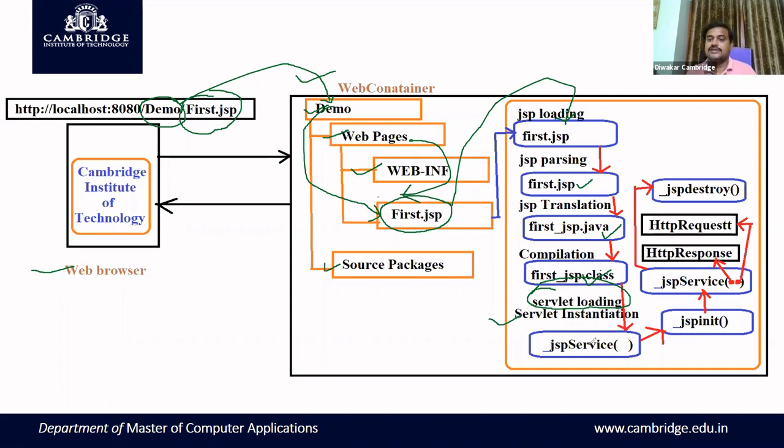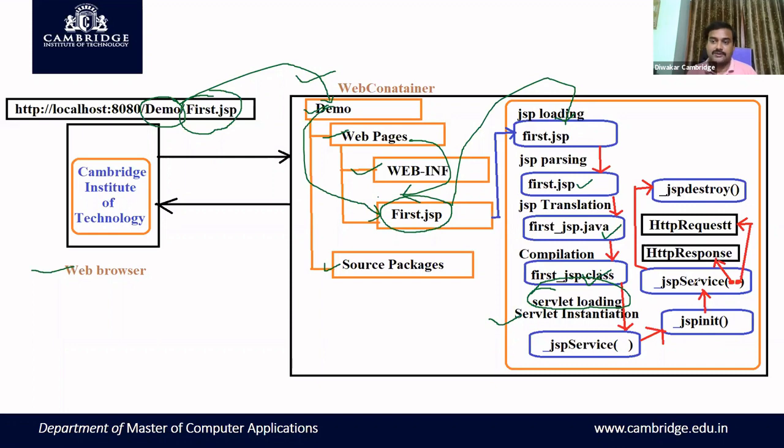Here the servlet instantiation takes place. After that, the _jspInit method will be called. So this is what you call the initialization phase. After this, the _jspService method will be called.